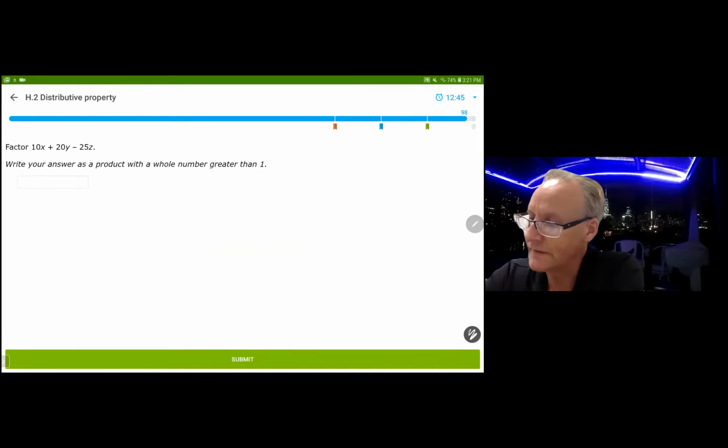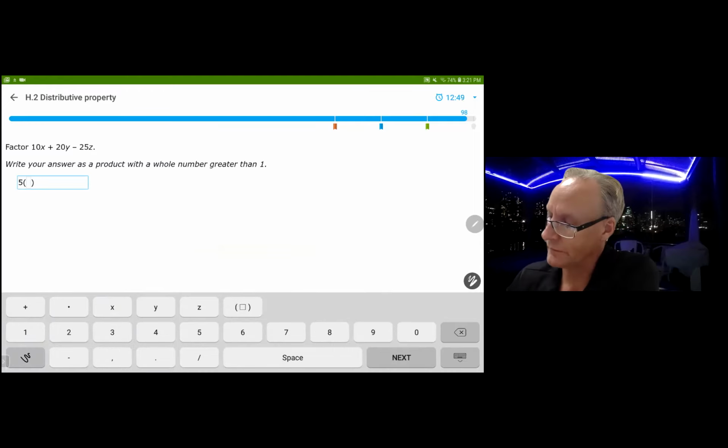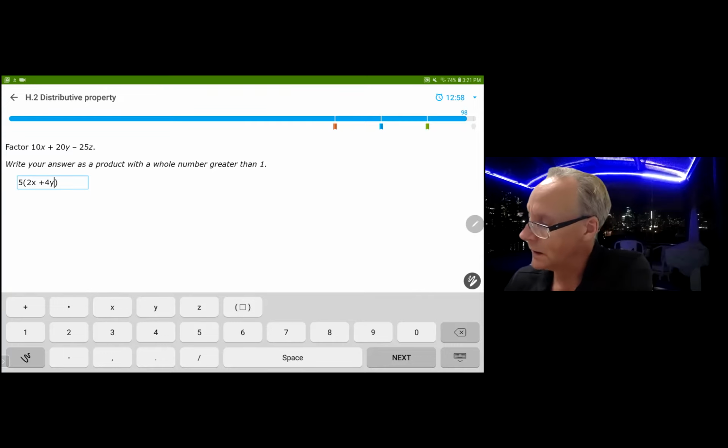Looks like we can take out a 5. Can't take a 10 this time. The 5 is the common factor, and we've got a 2x plus, oh, no, we don't. Yeah, we do. A 4y, then a minus, looks like a 5z, huh? And if we distribute the 5, we get the right answer.